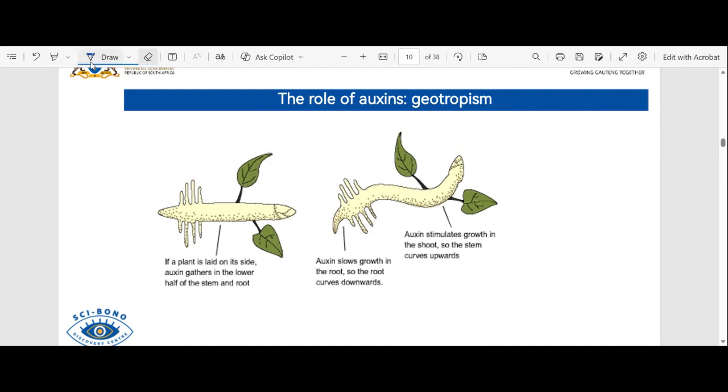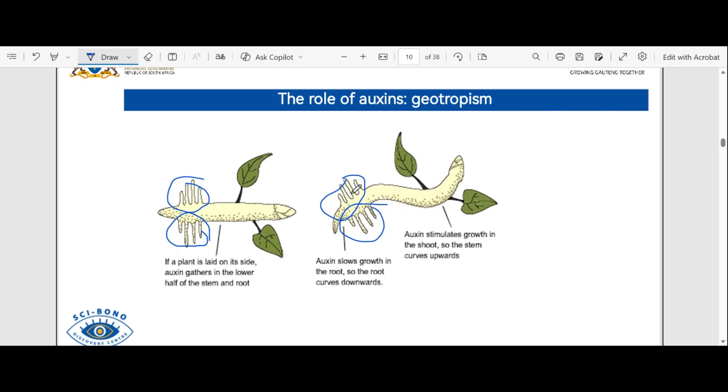So it means that this lower side, can you see it here? There's a concentration of auxins. Why? Because of gravity. So it means that the lower side will grow slower as compared to the upper side, right? Causing the plant to bend. As you can see, this upper side is growing faster than the lower side, right? Causing the plant to bend towards gravity, or to point towards gravity.